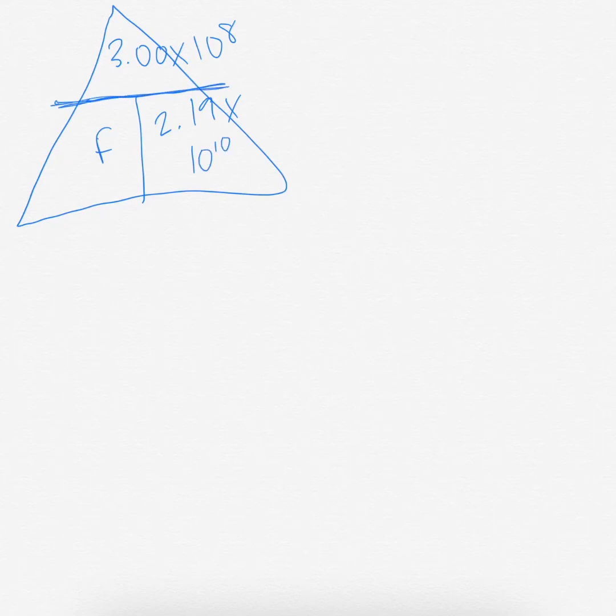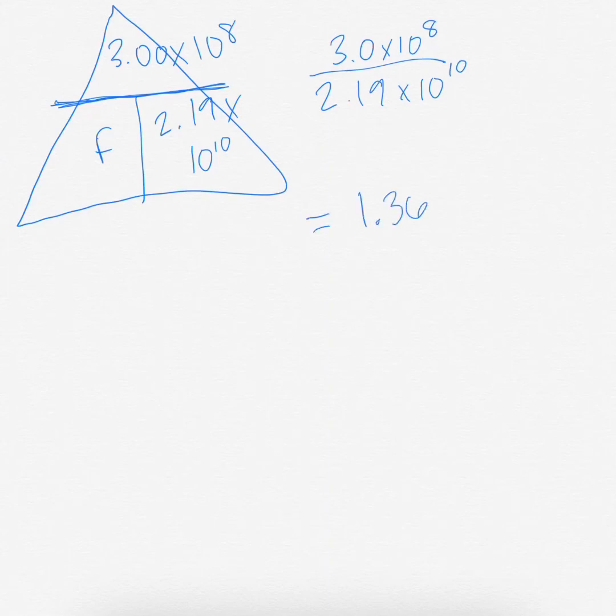Okay, so first thing I'm going to do is draw my triangle. We know speed of light because that's always the same. And we know, let's see, we're looking for frequency. We know wavelength is 2.19 times 10 to the 10. So this horizontal line tells me to divide. So I can just say 3 times 10 to the 8th divided by 2.19 times 10 to the 10.